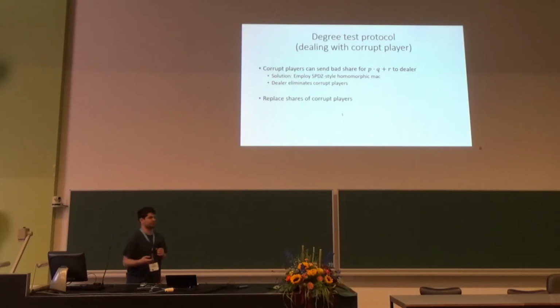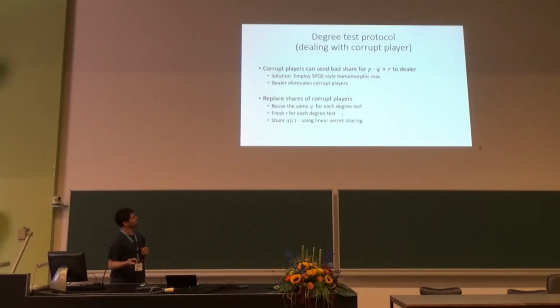This still leaves the problem of how do you replace shares of corrupt players? Basically, we're going to reuse the same Q for each degree test. We're going to use a fresh R, and then we're going to share the value of each player. Each share that each player is given is also going to be shared among all the other players. So we're going to do a sharing of the share for the degree test.